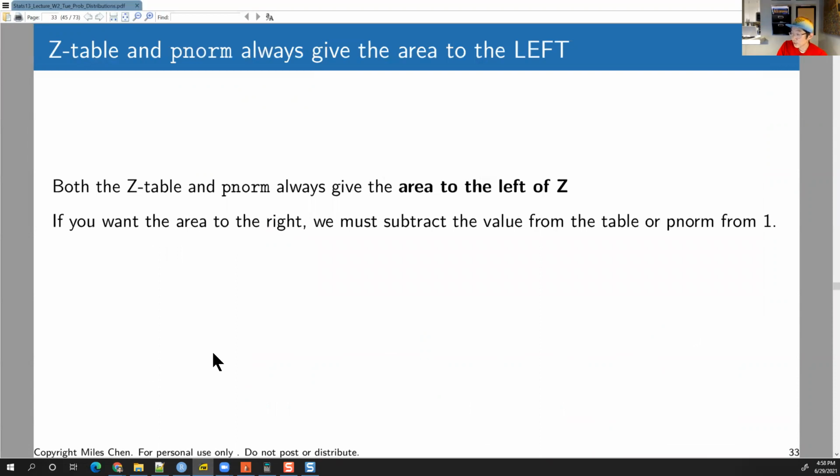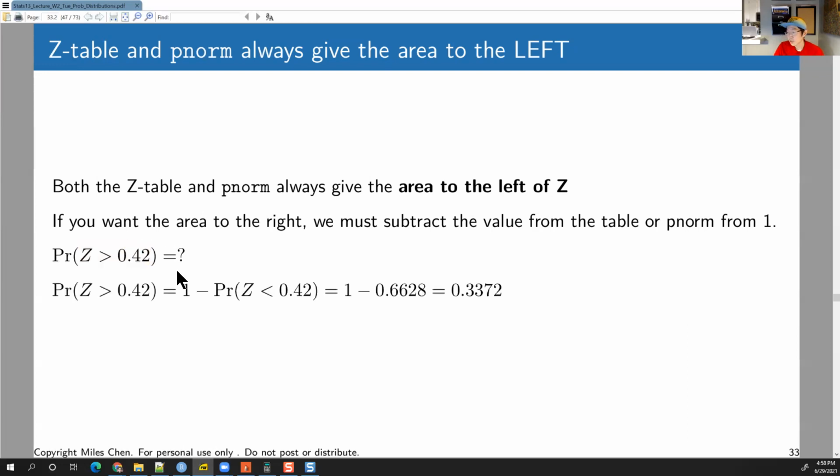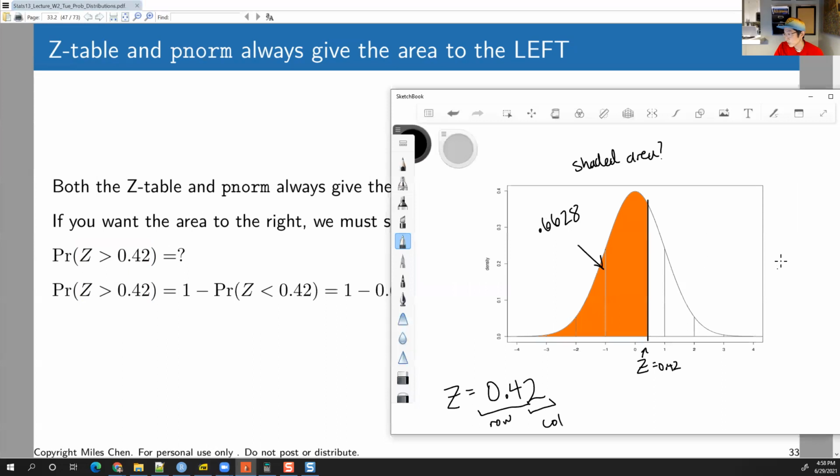Can it ask us about greater than 0.42? Yes, that would be the next question. If we want the area to the right, what's the probability of being greater than 0.42? You take that number and subtract it from 1. So we would just take the area to the left and do 1 minus that.